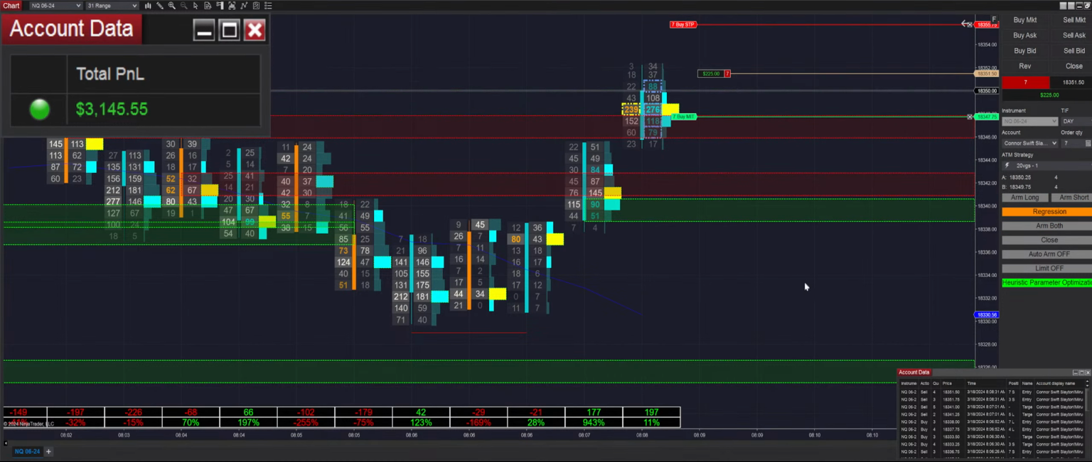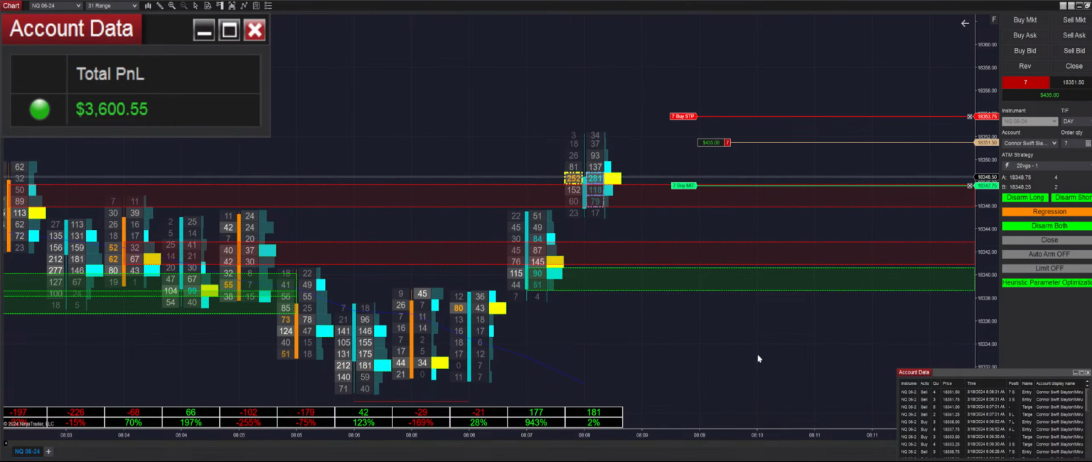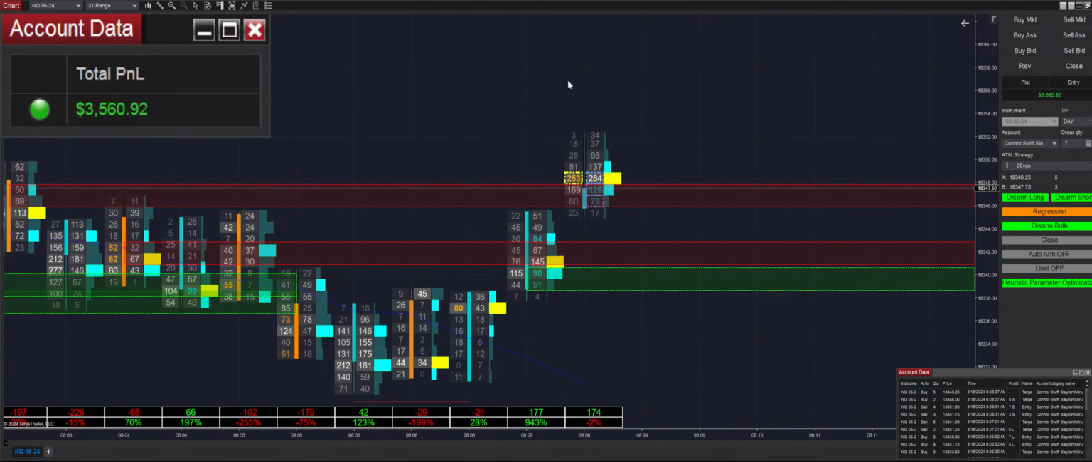Order filled. Just got filled into a short trade here. Target filled, taking the win on that one, up to 3,500 on the day.